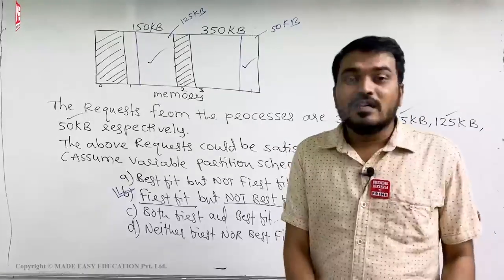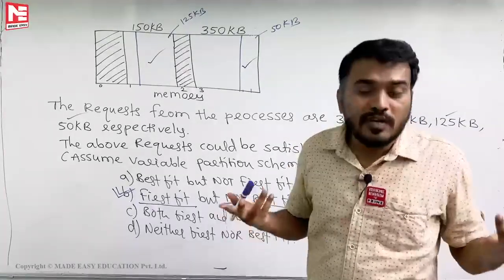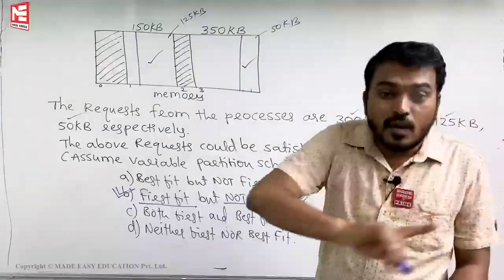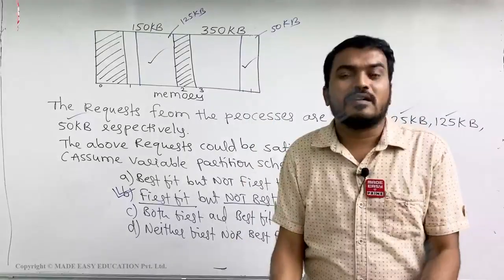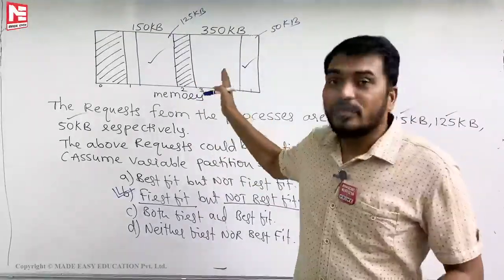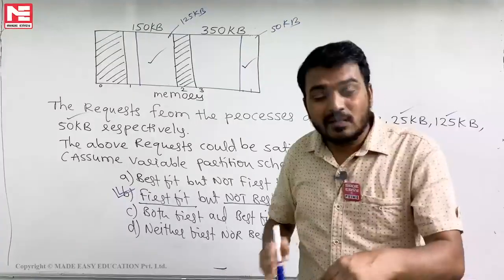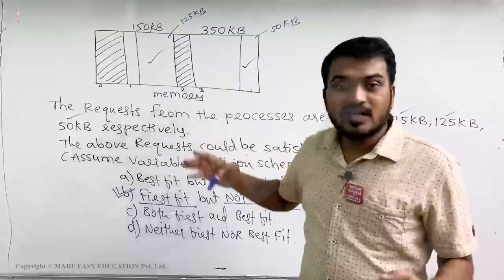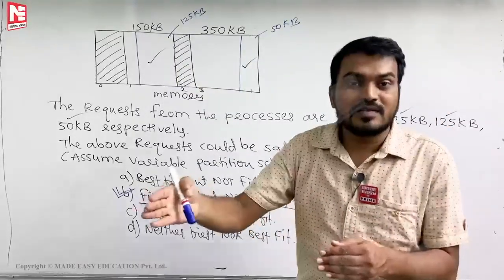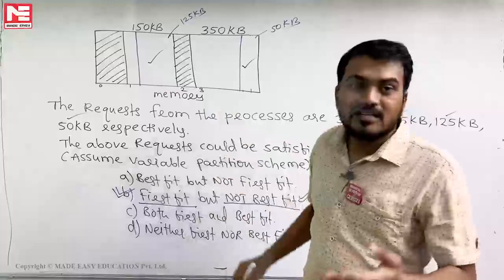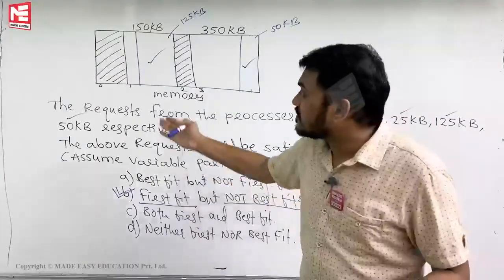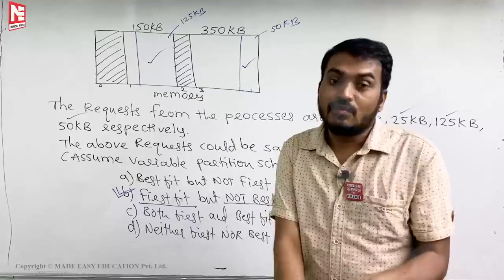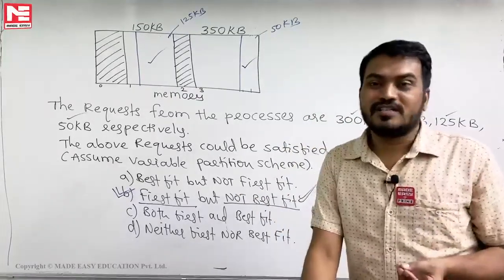So as a general user, you may feel that best fit will always give you the best result, but that is absolutely wrong. It all depends on the free available partitions and also the request of the processes. So this is the example where first fit is satisfying the request but best fit is not. Is that clear? So you need to be careful when you are answering the questions, right?